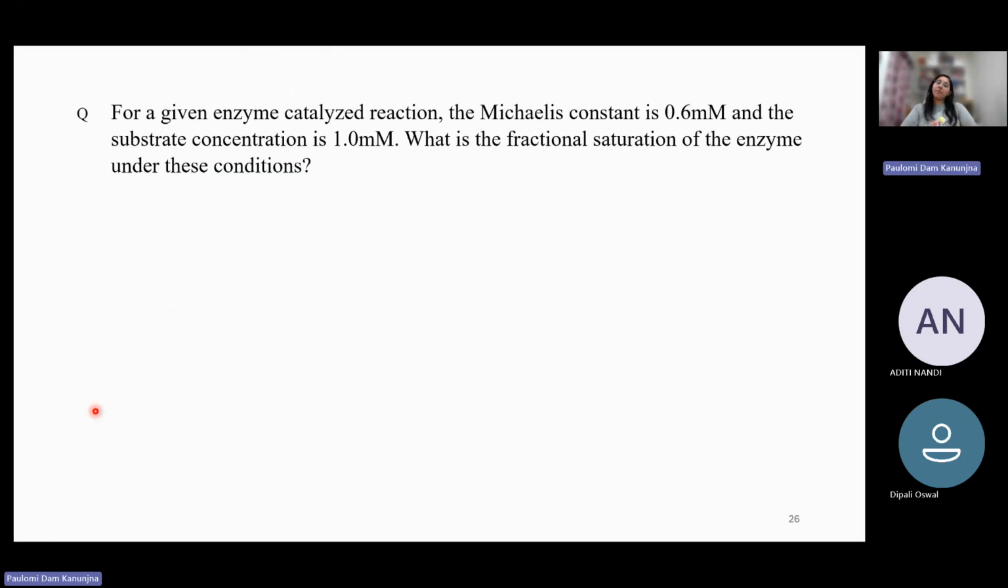The question is, for a given enzyme catalyzed reaction, the Michaelis constant, try to remember where we use it, is 0.6 millimolar, and substrate concentration is 1 millimolar. So what is the fractional saturation of the enzyme under these conditions? Try to solve it. If you can't, it's okay. It's a revision class, so I will give you the formula that you have to use here.